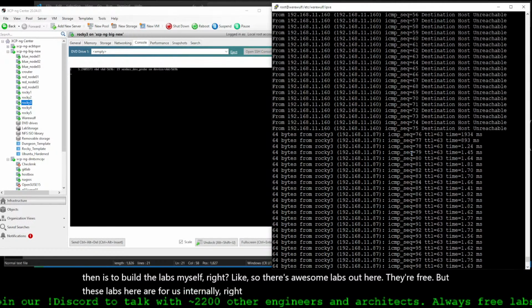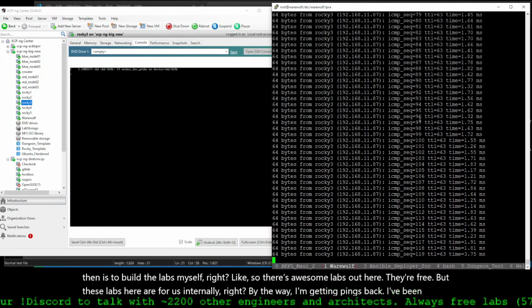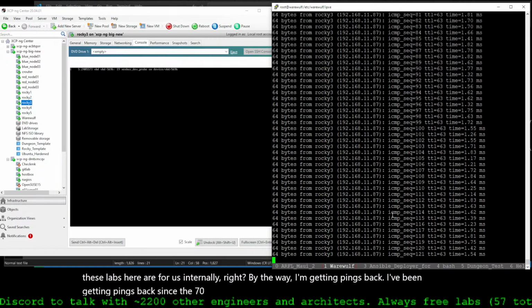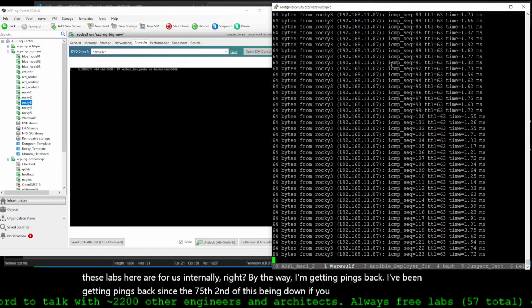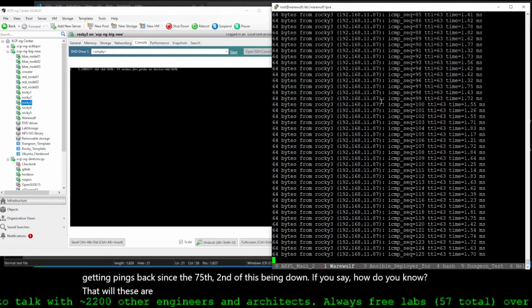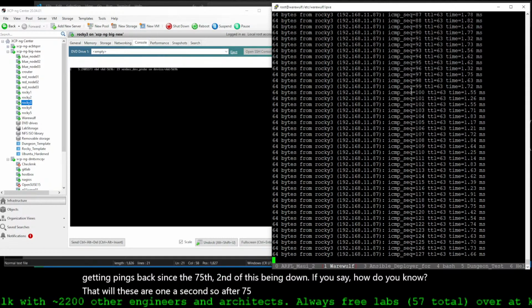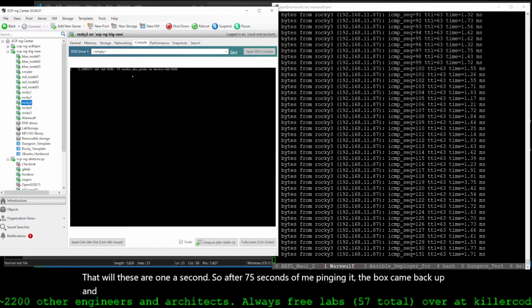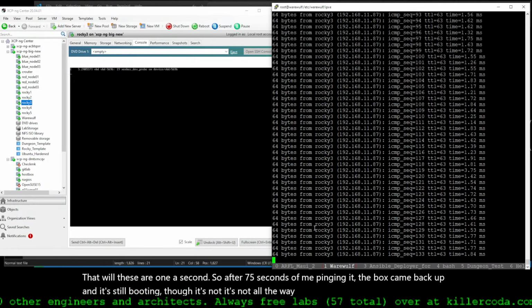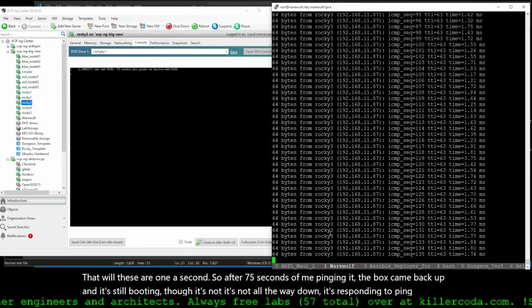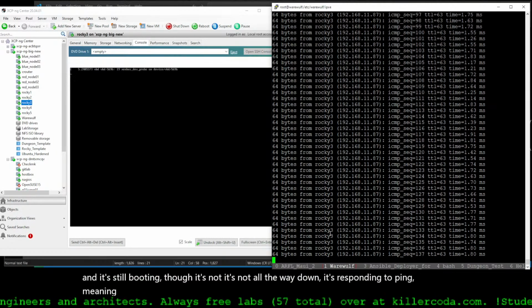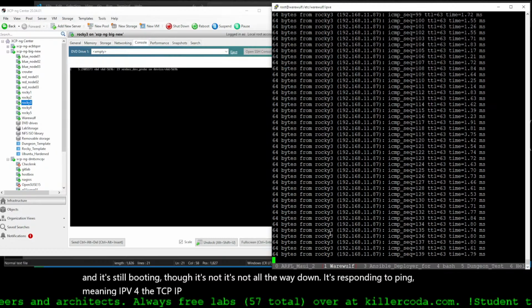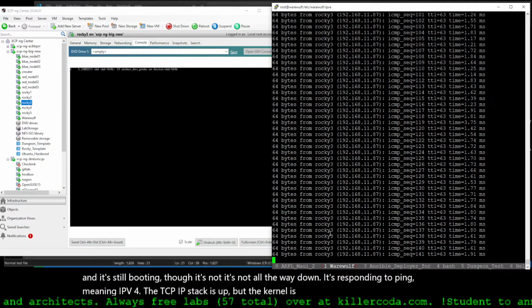By the way, I'm getting pings back. I've been getting pings back since the 75th second of this being down. If you ask how I know that, these are one per second, so after 75 seconds of me pinging it, the box came back up. It's still booting, though. It's not all the way up. It's responding to ping, meaning the IPv4 TCP/IP stack is up, but the kernel is not yet to SSH.